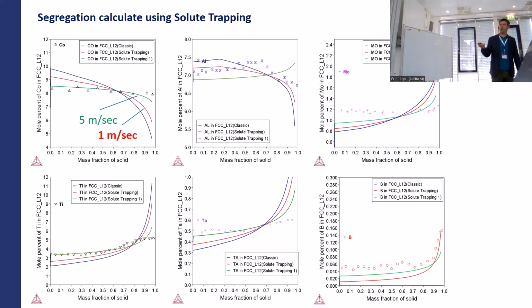And one of the things that you do see once you switch on solute trapping is that you do get boron in the FCC phase. Okay, and this is solute trapping, so it's basically the FCC phase traps the boron. And you'll also see that solute trapping has a strong influence on certain elements and others not.